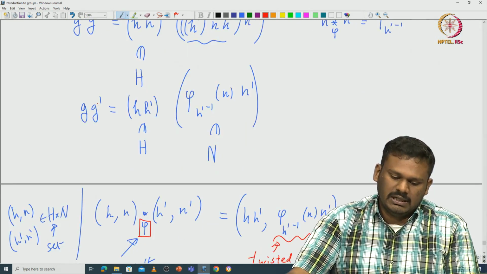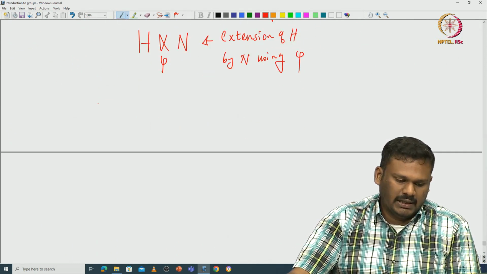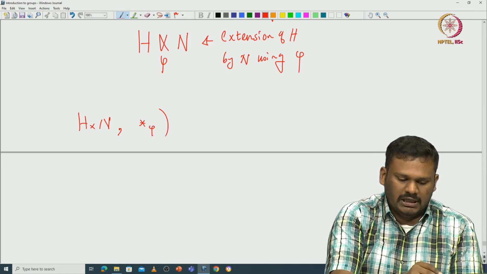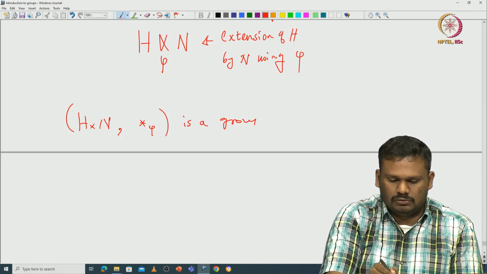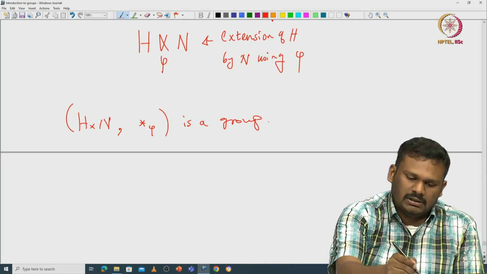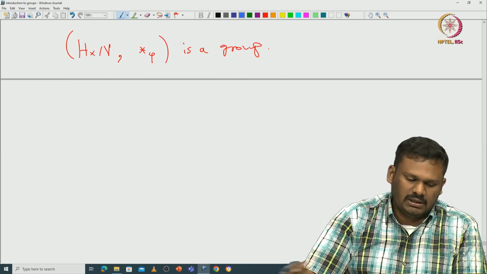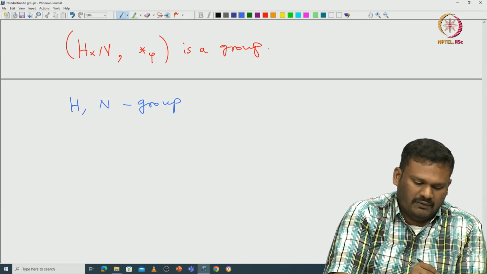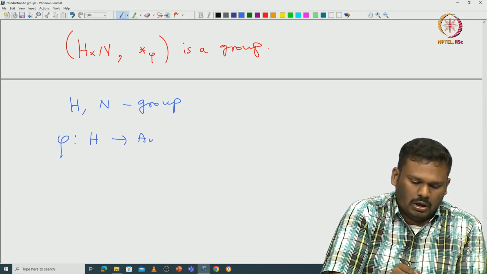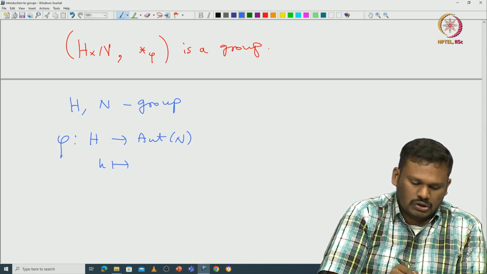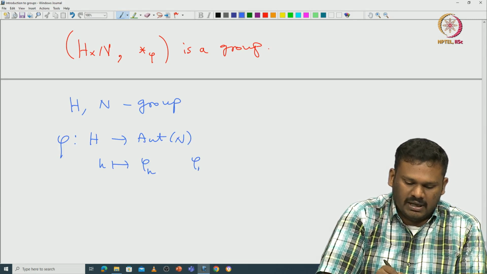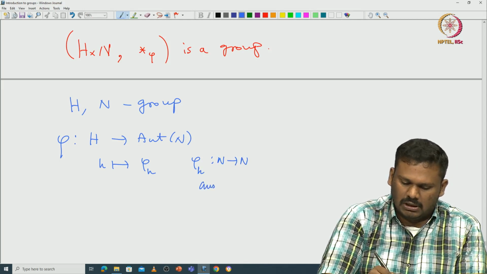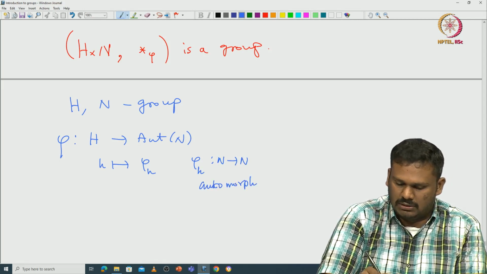Okay, now there are many things that need to be checked. I will leave it to you to check that this H cross N with respect to this new product is indeed a group. So what I mean by that is, what is the data I am starting with? I am starting with two groups H and N, and then you have another map from H to automorphism of N, which is denoted by h goes to phi h, and then phi h is a map from N to N, and this is just an automorphism. Okay, this is just an automorphism, not necessarily given by conjugation.